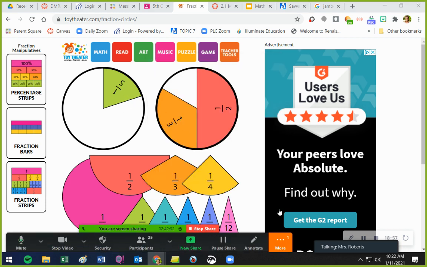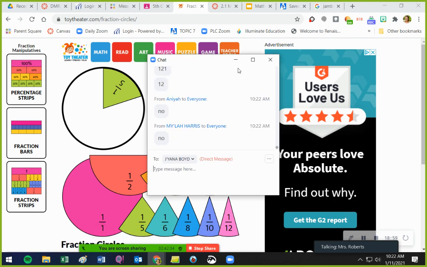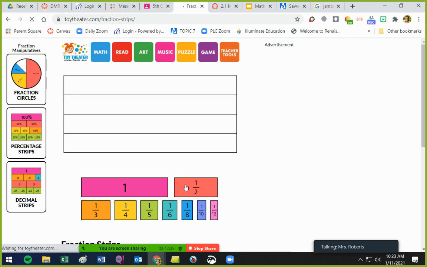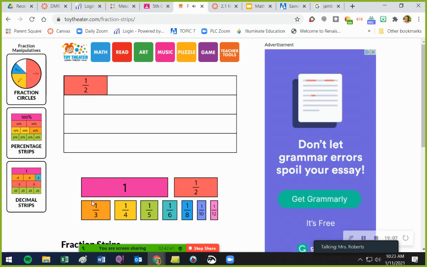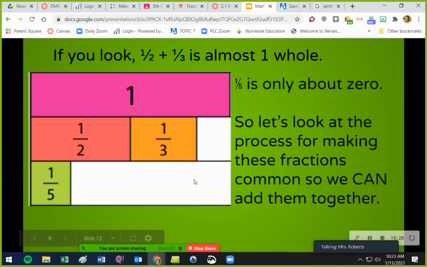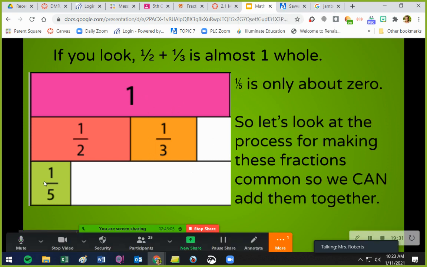That's because you can't just add the denominators, because they're different size pieces. If we look here, I have 1/2 and this is 1/3. Those are different size pieces, so I can't just say 1/2 plus 1/3 is 1/5. Those are not equal. So let's look and see what we have to do in order to add these fractions.